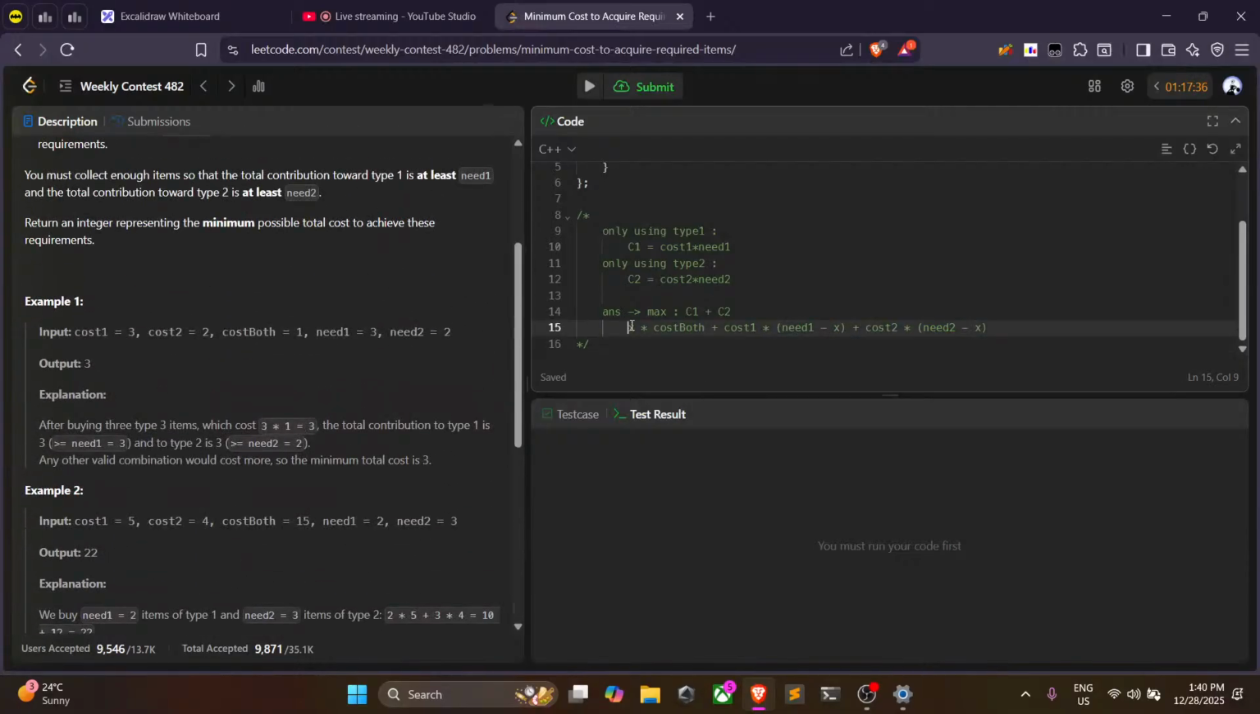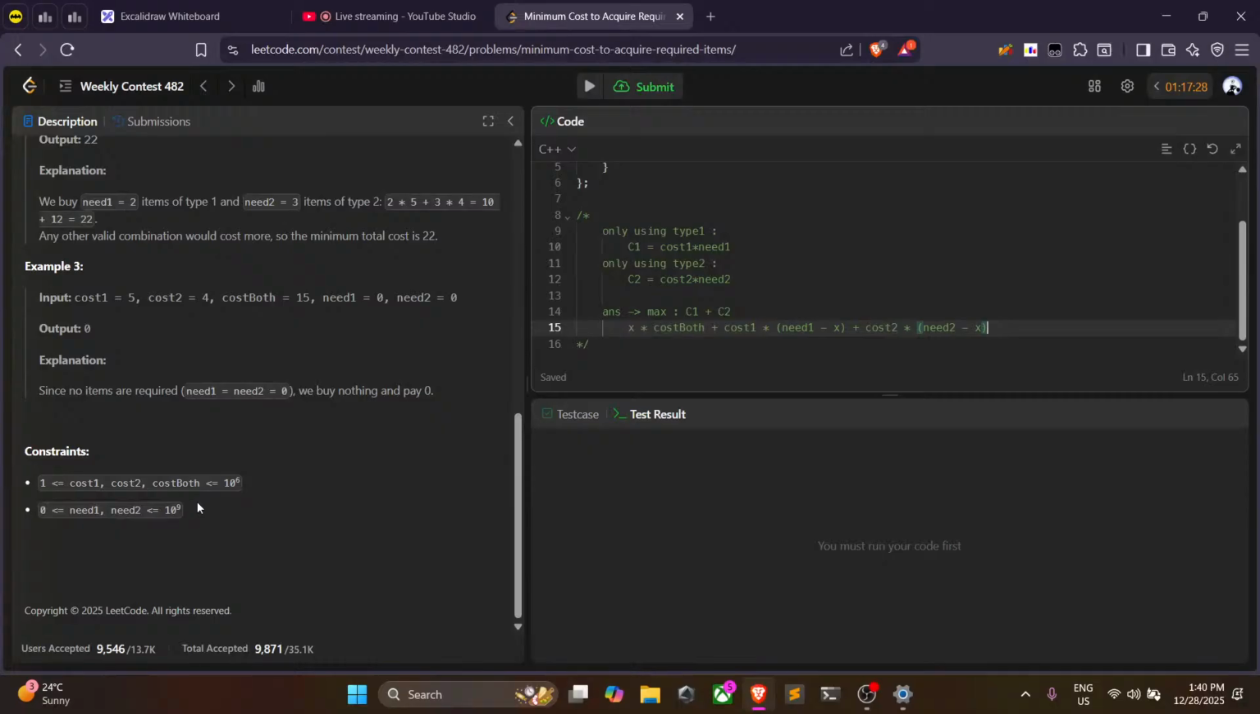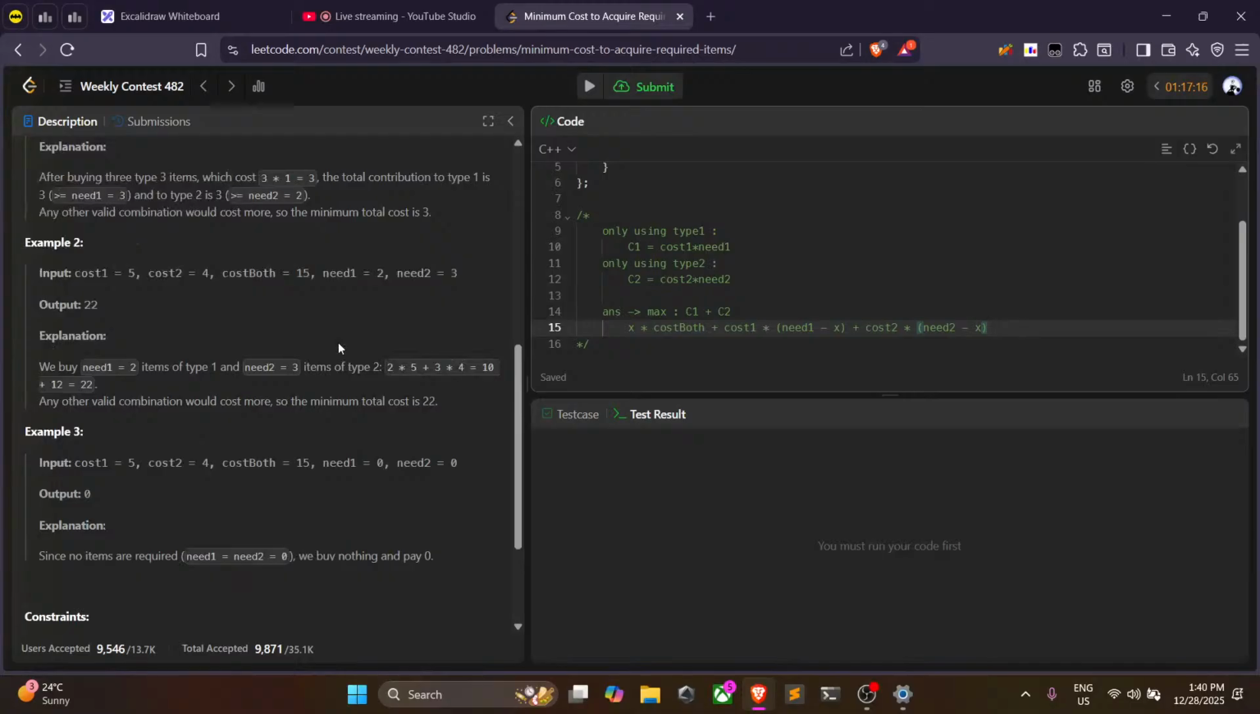So what could be the particular value of x? It can go up to need 1 and need 2, but that's going up to 10 to the power 9. So we can't do a brute force for this. Let's have some more observations.